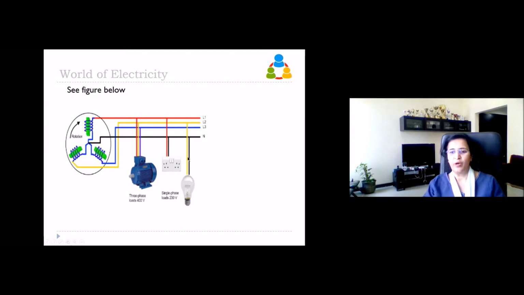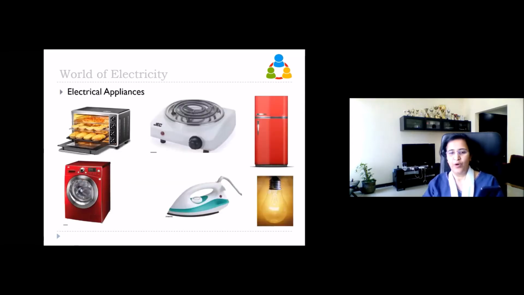And what about the power socket? Is it single phase or three phase? Yeah, I know that you know that one. It is single phase, right? And also this bulb is single phase, right? Because only one wire and neutral are coming. So only one wave is passing through this, but in the motor three waves are passing. Okay. So that is the electrical part.